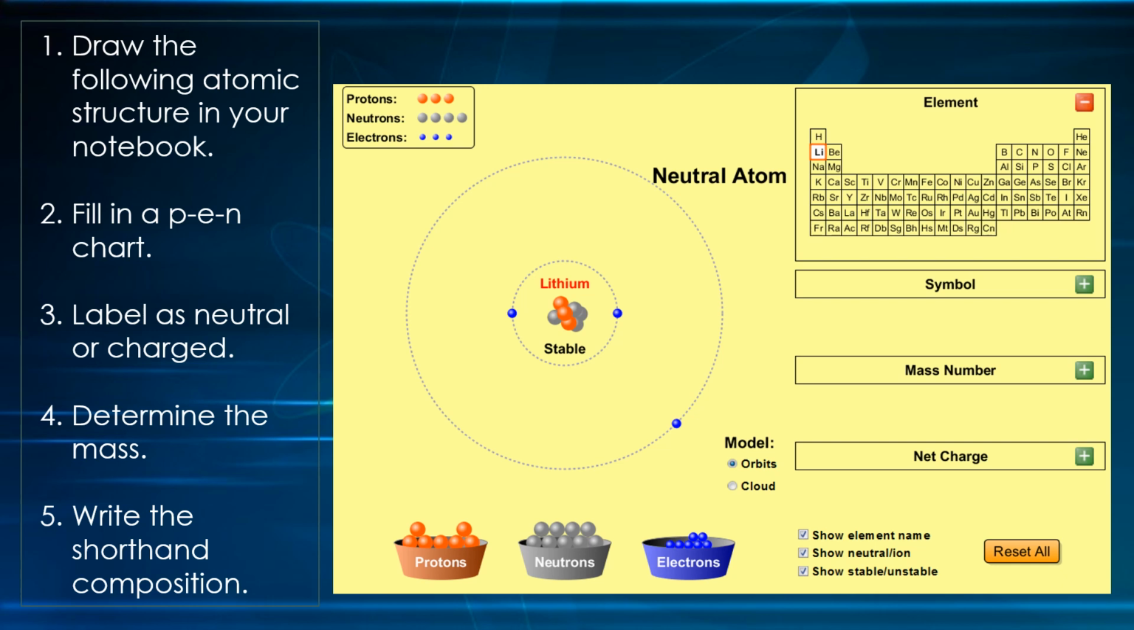To refresh your memory on shorthand composition, that's where we put the symbol first. I'm going to do hydrogen, so I would do the symbol for the element. On the top, I would put my mass number, and on the bottom, I would put my atomic number, which would also be 1. Maybe hydrogen was a poor example. Let's do a different one. Let's do instead nitrogen. So I would put the symbol, mass number on top, 14, and atomic number on the bottom, 7. So you will complete the 5 tasks on this slide in your notebook to conclude your notes.